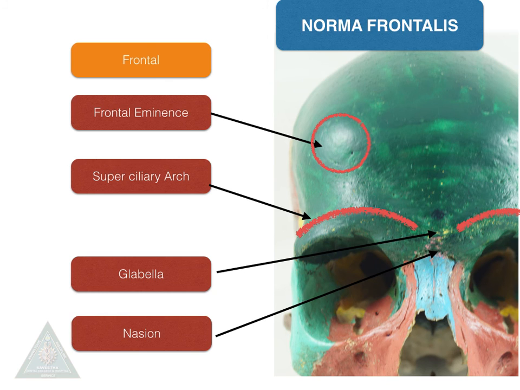The medial end of the superciliary arch gives attachment to the muscle corrugator supercilii. The space between the two superciliary arches is called the glabella. Just below the glabella, we have the nasion, which is the meeting point of the frontonasal and the internasal sutures.